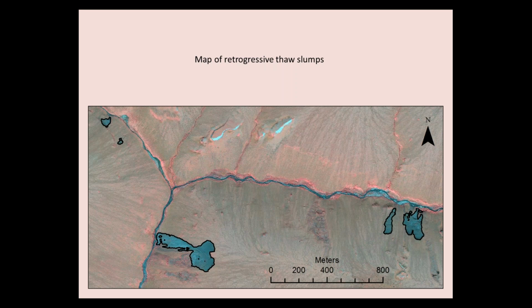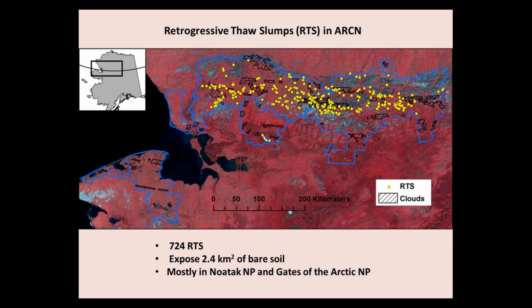And as I said, we had wall-to-wall coverage of the parks. So here's the result: all the retrogressive thaw slumps in our network. Actually, I probably missed a few. I probably misidentified a few, but this is close. So I found 724 retrogressive thaw slumps, and I was able to add up their areas, right? And they expose 2.4 square kilometers of bare soil, which is about a square mile, I guess, right? Something like that.